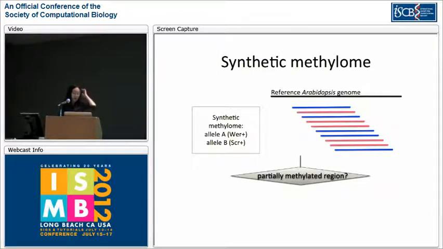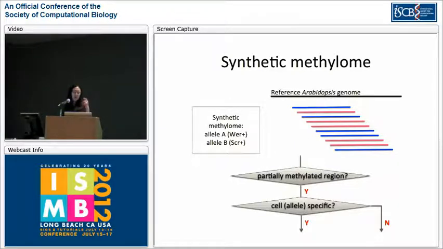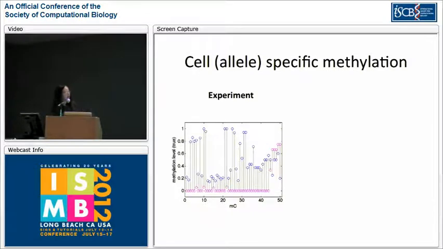So first, we again just do some pre-processing, and if a region is partially methylated, we use some very simple criteria to label the region as whether cell-specific or not, or in terms of the synthetic methylome, whether it's allele-specific or not. We label these regions, then we put the labels away. We send the reads of all these regions through our model, and then we do some post-processing. We give a prediction, then we compare to our original label.